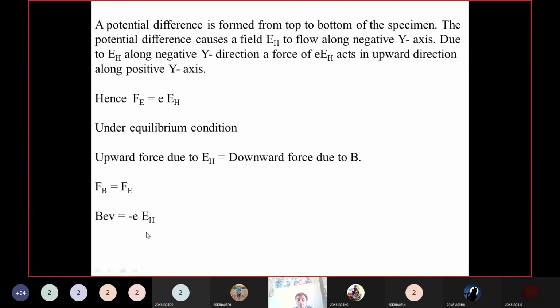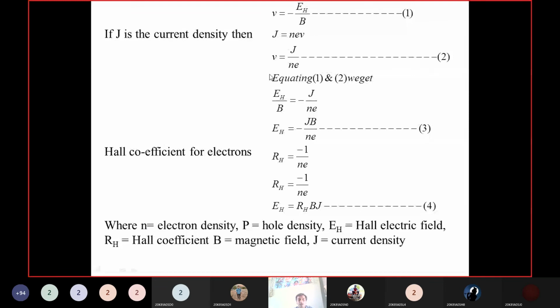Let us take this as equation 1. Already we know the current density formula: J is equal to nev. From this, velocity V is equal to J by ne. From equations 1 and 2 we can equate both and calculate the Hall electric field, E_H equal to JB by ne. Here minus 1 by ne is called the Hall coefficient, R_H. Substituting this, E_H is equal to R_H into BJ. This is the Hall electric field in terms of the Hall coefficient, so R_H is equal to E_H by BJ.